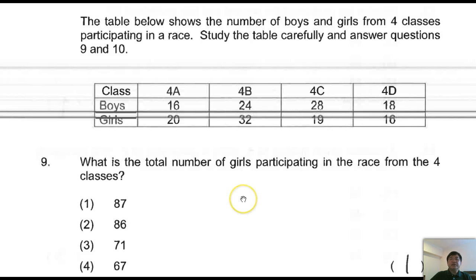The table below shows the number of boys and girls from 4 classes A, B, C, D participating in the race. Now the number of boys here, number of girls, boys, girls, boys, girls, and so on. What is the total number of girls participating in the race from the 4 classes? All you have to do is add 20, 32, 19, 16. You should get 87. The total number of girls, just add across.